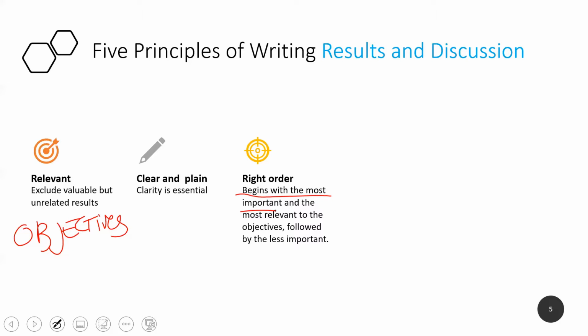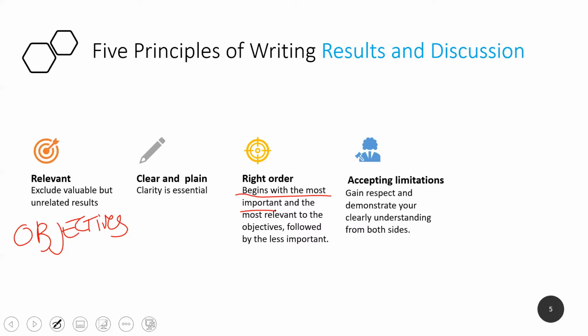It's different from the way you present methodology. You present a methodology in the order of time. Next, accept the limitations, which means your work is not perfect. You may not meet the objective 100%. You present some limitations so other people can follow your work. And it shows that you are the expert who understands both sides of the story.